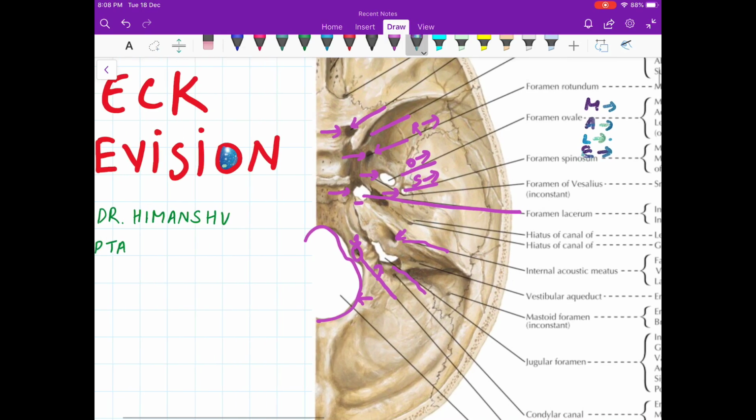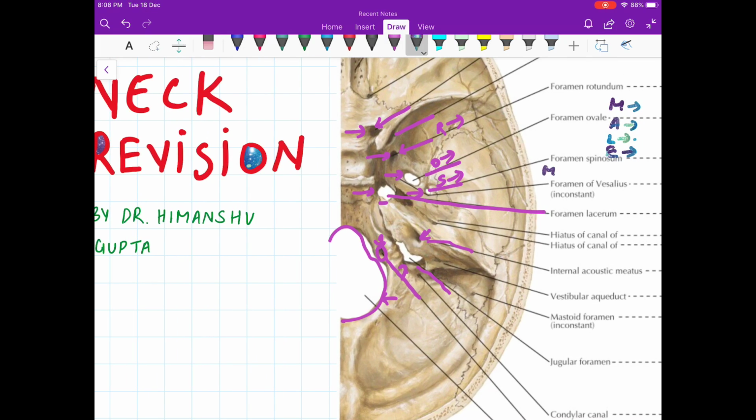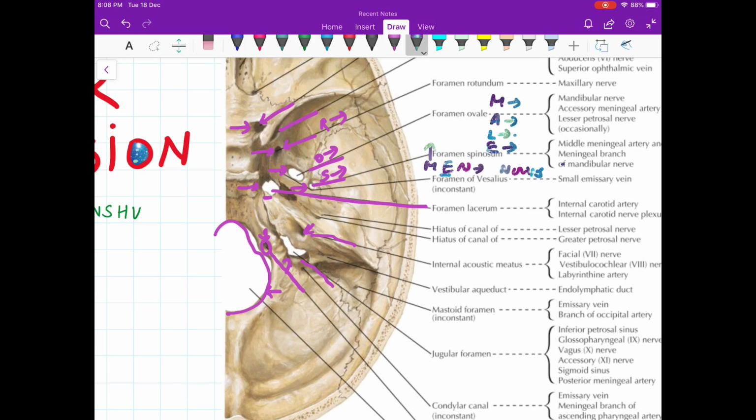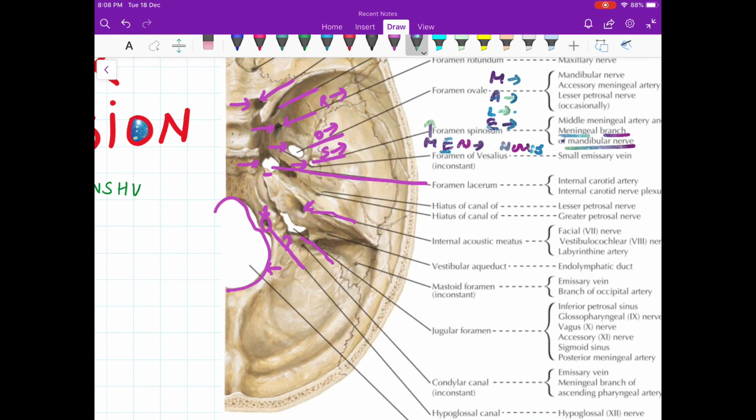Structures passing through foramen spinosum, the mnemonic is MEN. Middle meningeal artery, emissary vein, and nervus spinosus. Nervus spinosus is a meningeal branch of mandibular nerve. Now structures passing through foramen rotundum is maxillary nerve.